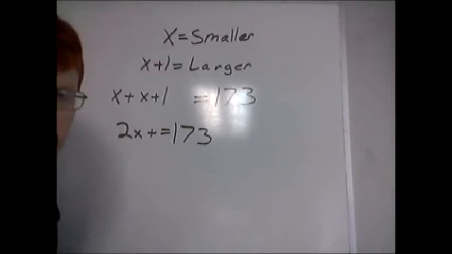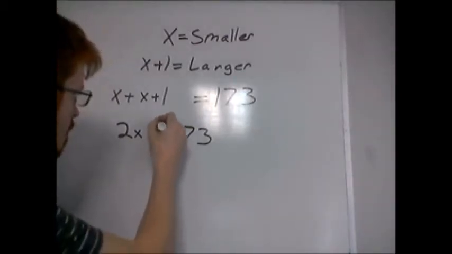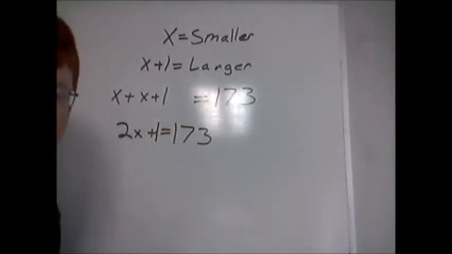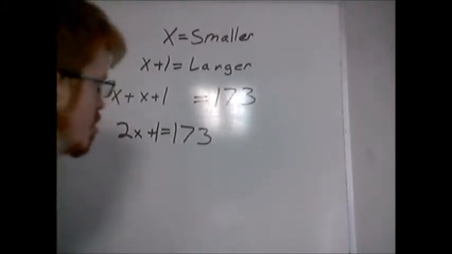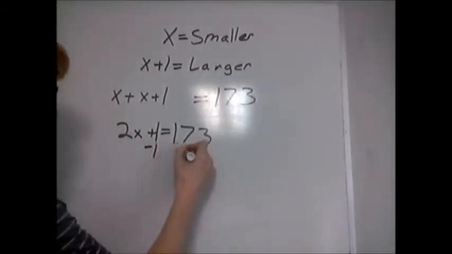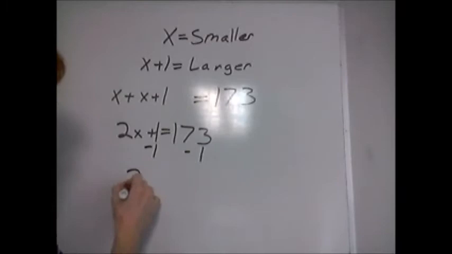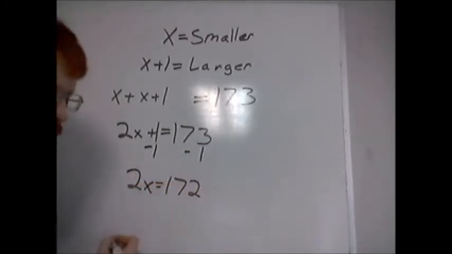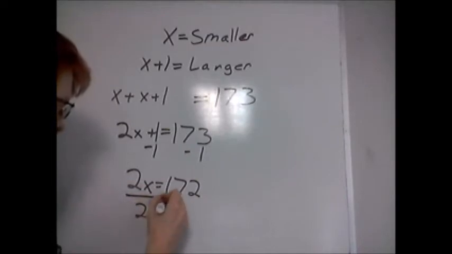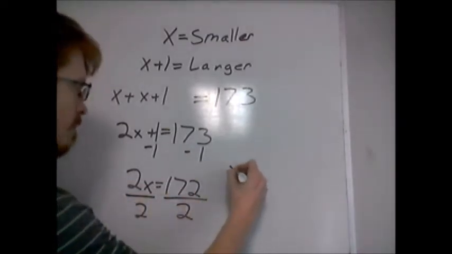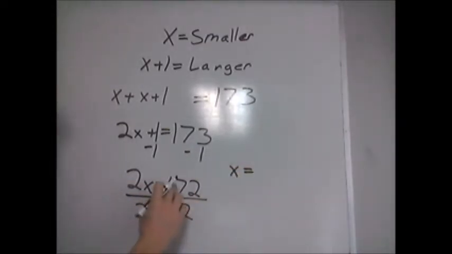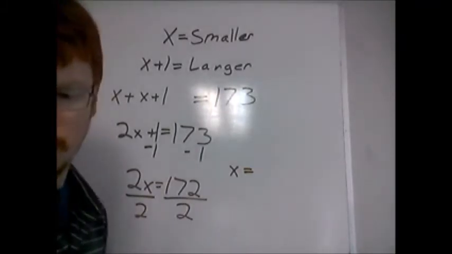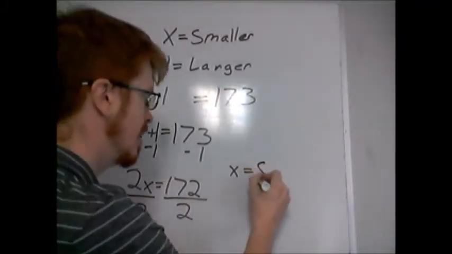Then you just solve it. I forgot my 1. Plus 1 equals 173. So you subtract both sides by 1. So we have 2x equals 172. Then you divide both sides by 2. X equals 172 divided by 2. They do the math there for you in your book.